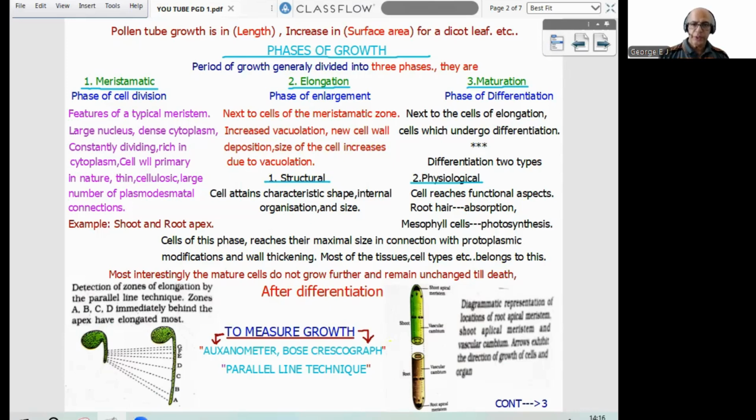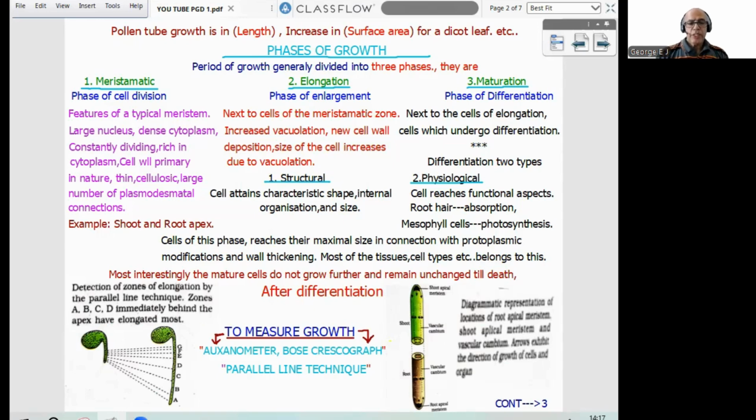Structural differentiation means that based on shape, internal organization, and size, all will be attained. Physiological means it is more towards the functional aspect, so the cell reaches the functional aspect. Typical example, root hair will be concerned with absorption, mesophyll cells will be concerned with photosynthesis. So the three phases: meristematic, or phase of cell division, phase of enlargement, phase of differentiation, I think clear. Again, important for exam purposes.